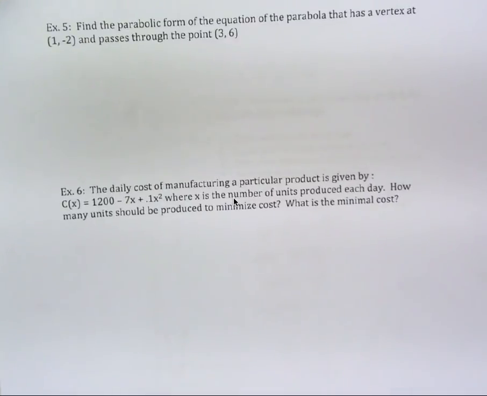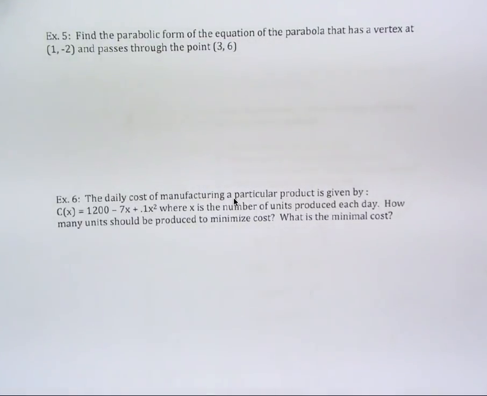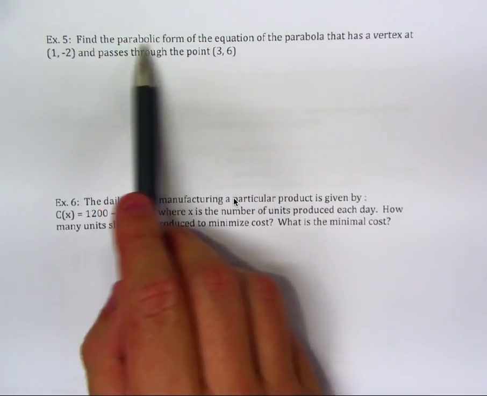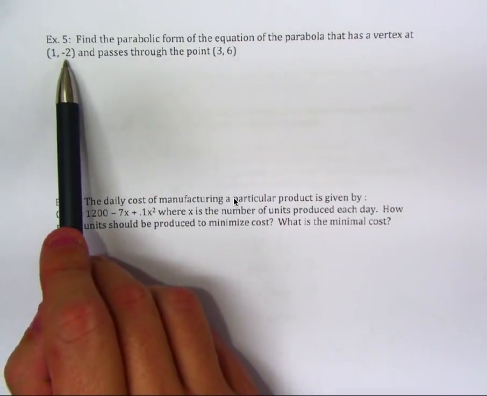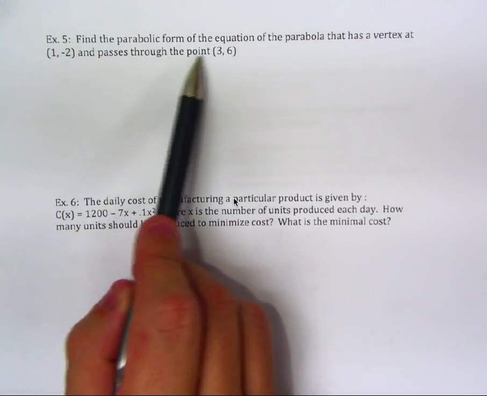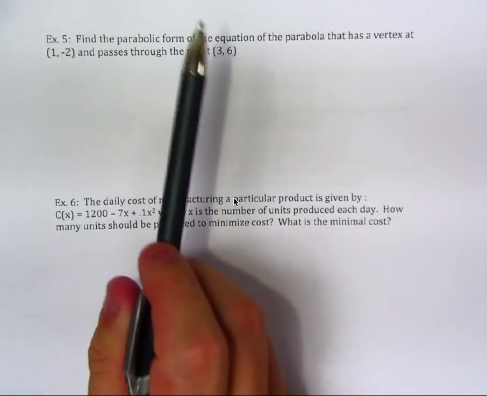All right, a couple different questions. So we're done graphing on this note outline. So example 5 says, find the parabolic form. Find the equation of the parabola that has a vertex at (1, negative 2) and passes through the point (3, 6). We did problems like this when we did circles.